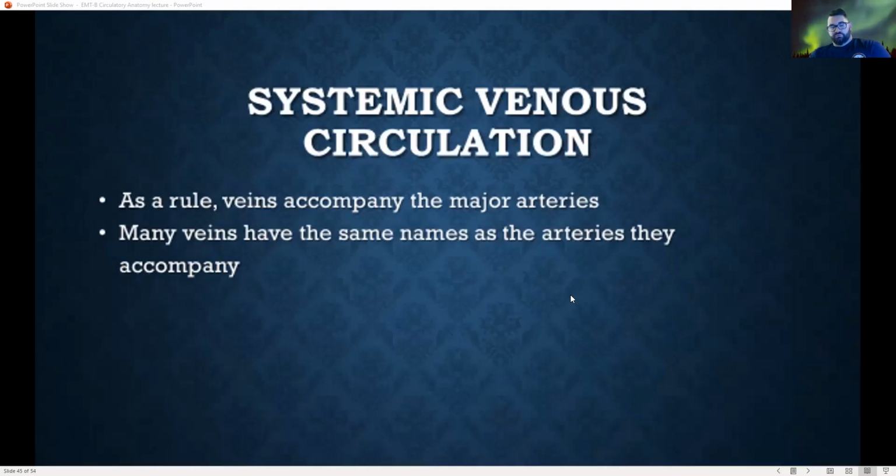So again, as a rule, veins accompany any major arteries, and they're usually named pretty close together, right? They usually have a similar name. So remember, like the coronary arteries supply the heart with blood, well, the coronary sinus is what drains the heart of blood. Okay, so they all have similar names there. And then I don't expect you to remember every name there is, because I can tell you, I don't know all the names of them either.